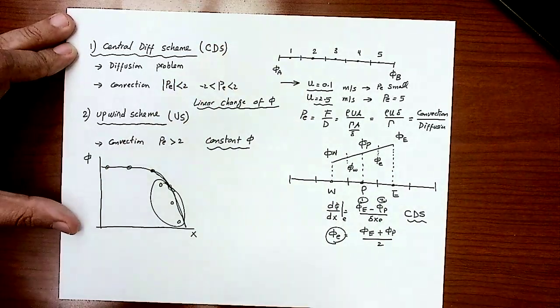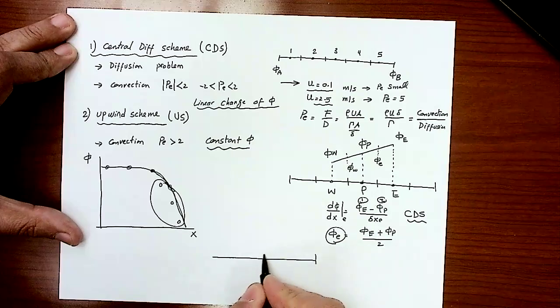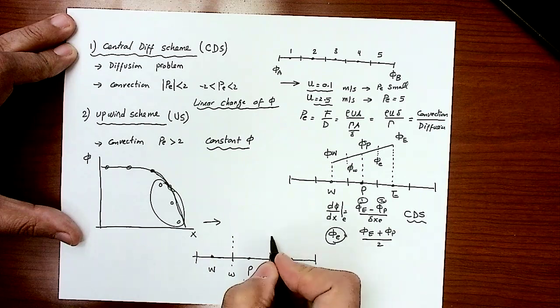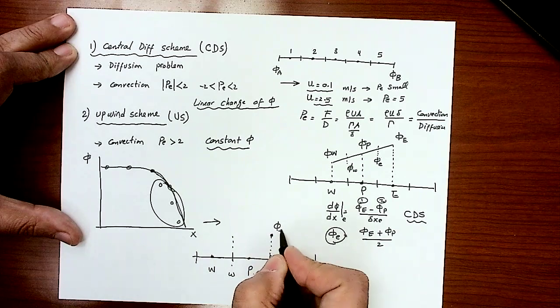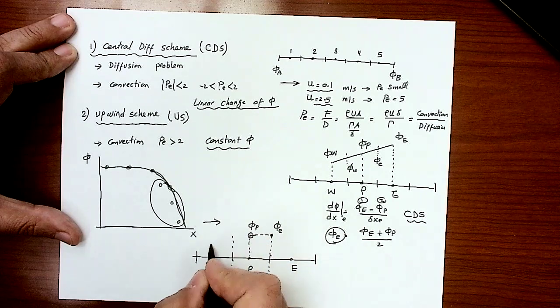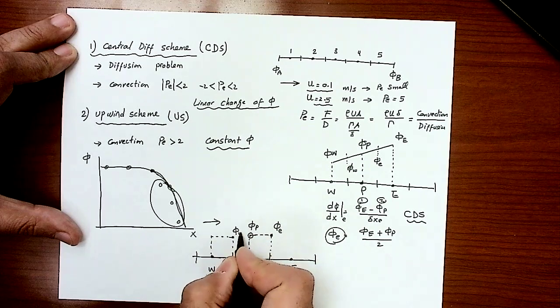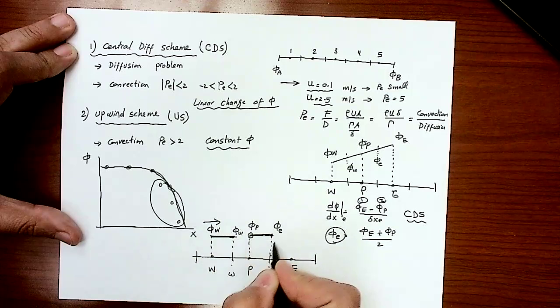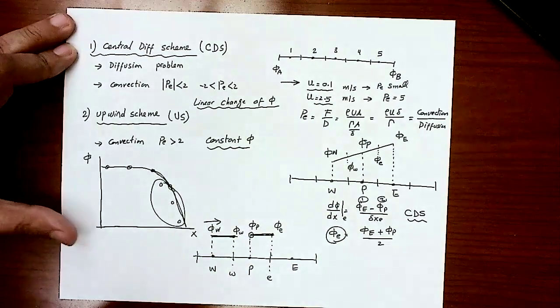But in the case of the Upwind scheme, if I pick P, E, and west, this is the east face, and this is the west face. We said that if the flow is going that direction, the value of phi on that face is the same value of phi of the upstream node, so phi west is going to be the same as phi W. So we assume constant value for phi within the cell. Okay, so that's the main difference.